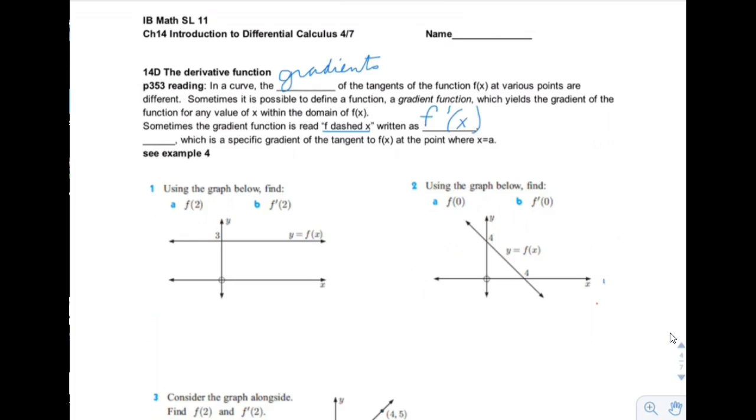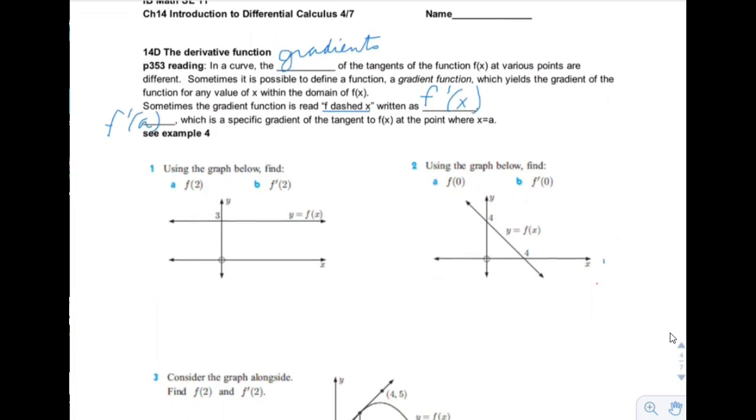In my day, we used to call that f prime of x, but I guess they call it f dashed x. Maybe that's the European thing. Blank, which is the specific gradient of the tangent to f of x at the point where x equals a. That would be f prime of a.